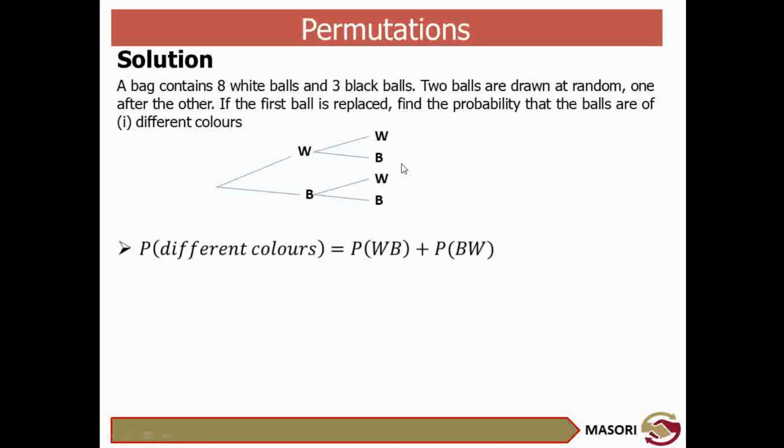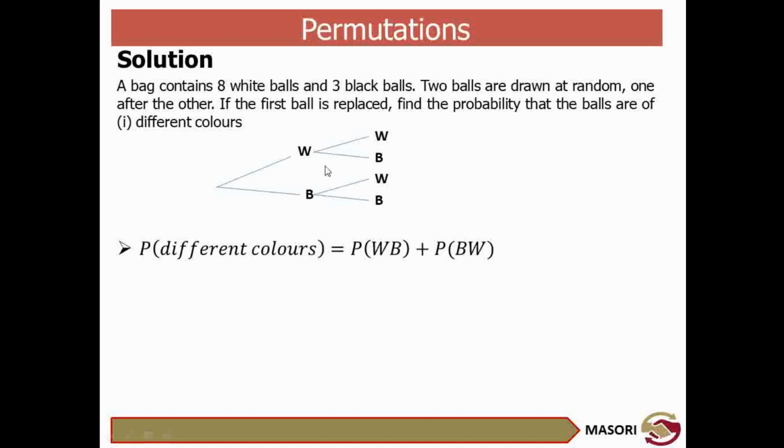So therefore, probability of different colors will be equal to the probability that first was white and then second was black, plus probability that first was black and second was white. We can show this because the total number of balls in the box is 11 and 8 are white, 3 are black. Therefore, the probability of us picking the first ball being white will be 8 over 11, and the probability of us picking the first ball being black is 3 over 11.